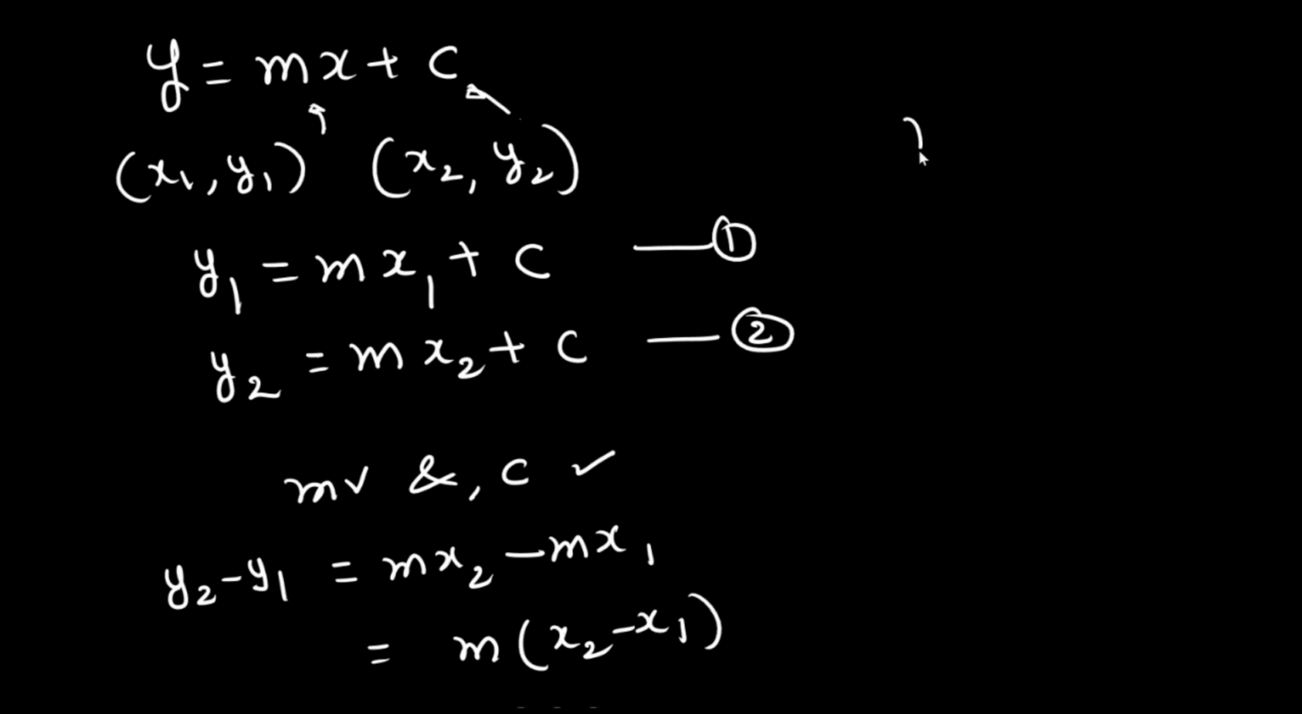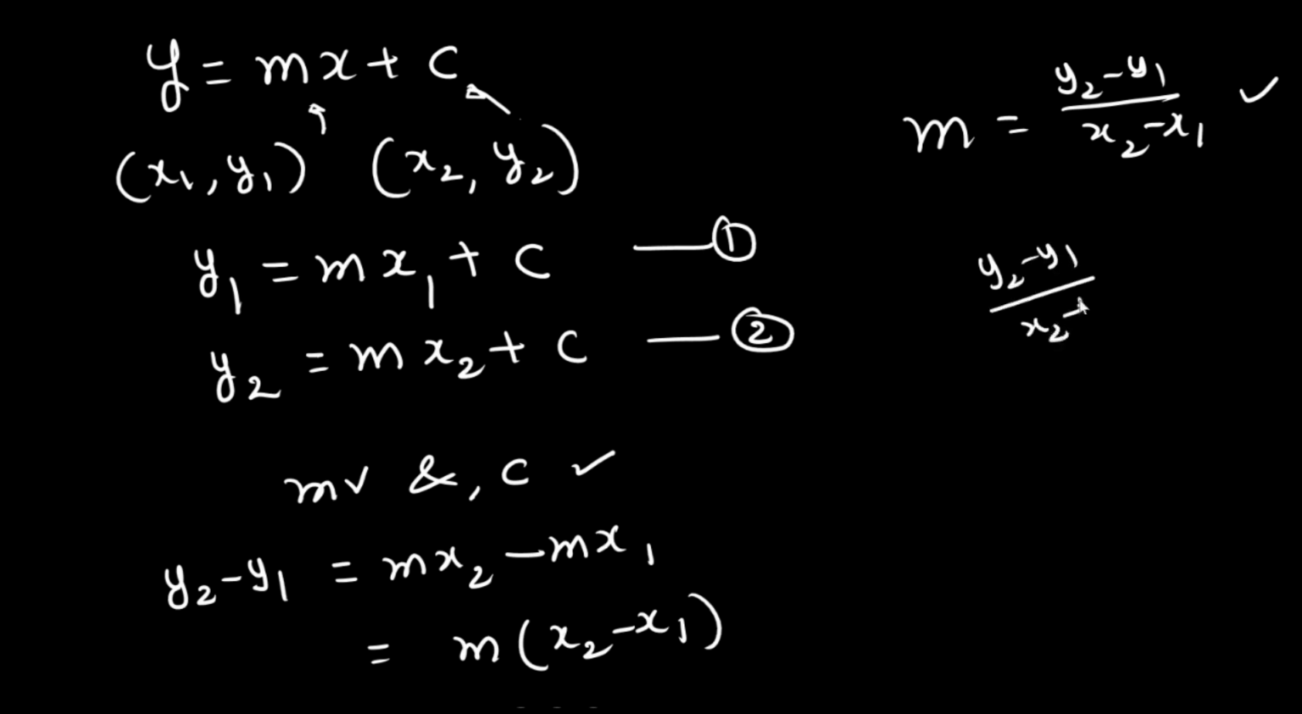So then what is m here? m is y2 minus y1 by x2 minus x1. If you recollect, in the previous slide we defined the slope of the line as y2 minus y1 by x2 minus x1. That means the change in y by the change in x, if you know the two points. So this term we are getting directly as m right here.